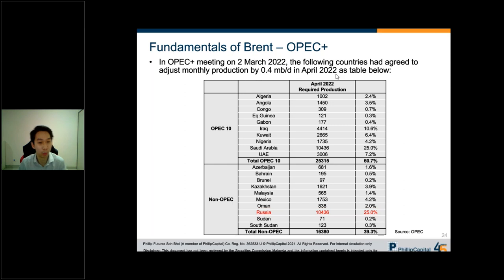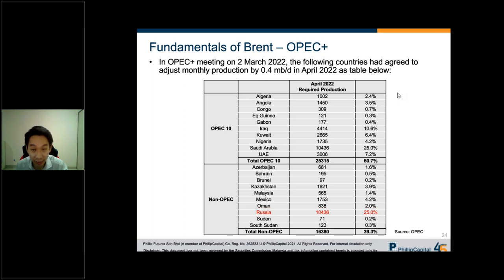One thing to take note: this happened before the Ukraine-Russia war, which I'm going to discuss shortly in the table below, where I highlighted how much Russia is producing and what the effect is. But the general idea of looking at this OPEC meeting is to gauge what OPEC countries are thinking. What is their direction? Are they increasing or reducing production?